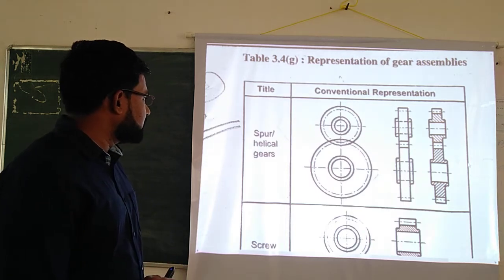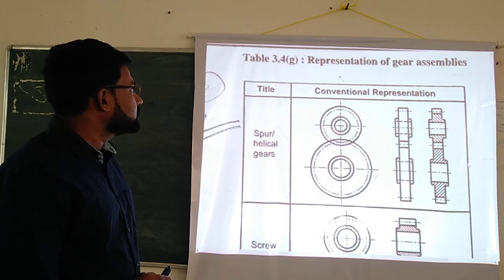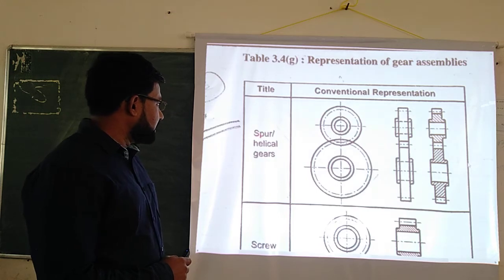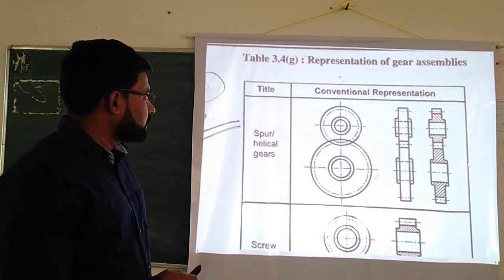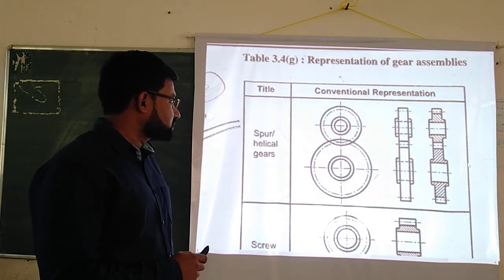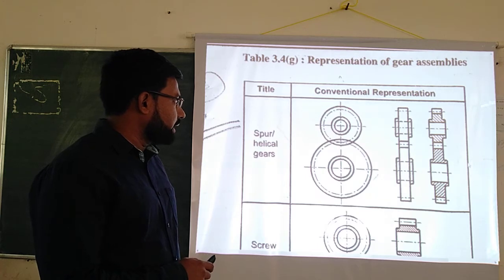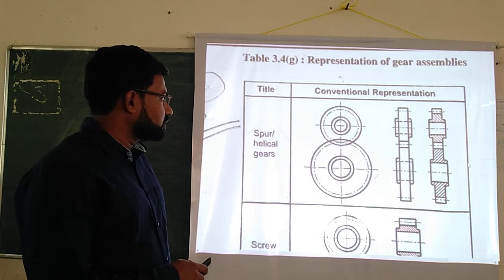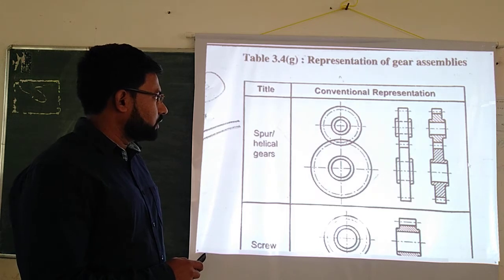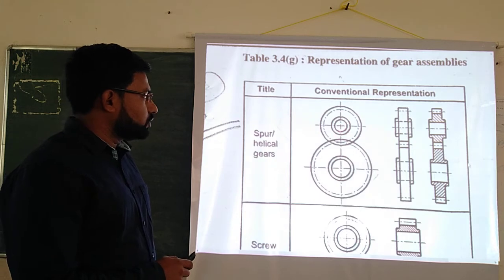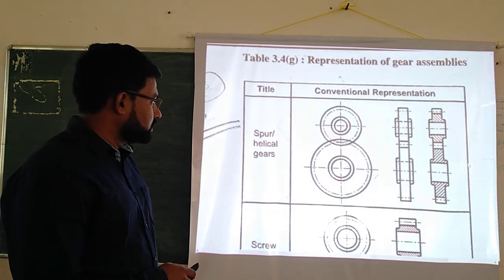First is spur gear or helical gear. Before going into detail, what is a gear? A gear is a cylindrical disc. On this disc the teeth are provided on the outer surface. These teeth will be engaged with the teeth of another wheel. In this way the power is transmitted from one wheel to another wheel, and these two wheels are attached on two shafts. This is the input shaft, this is the output shaft.